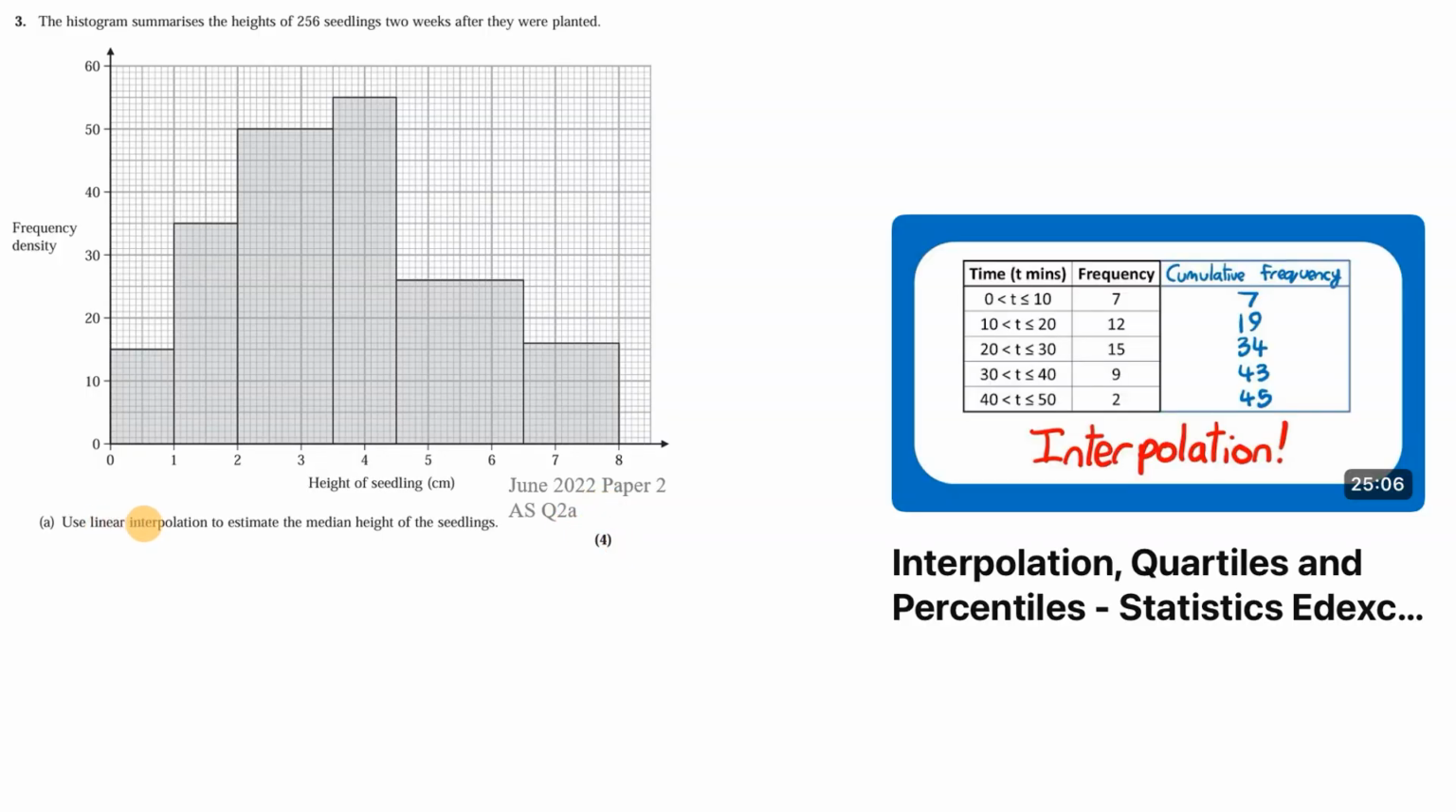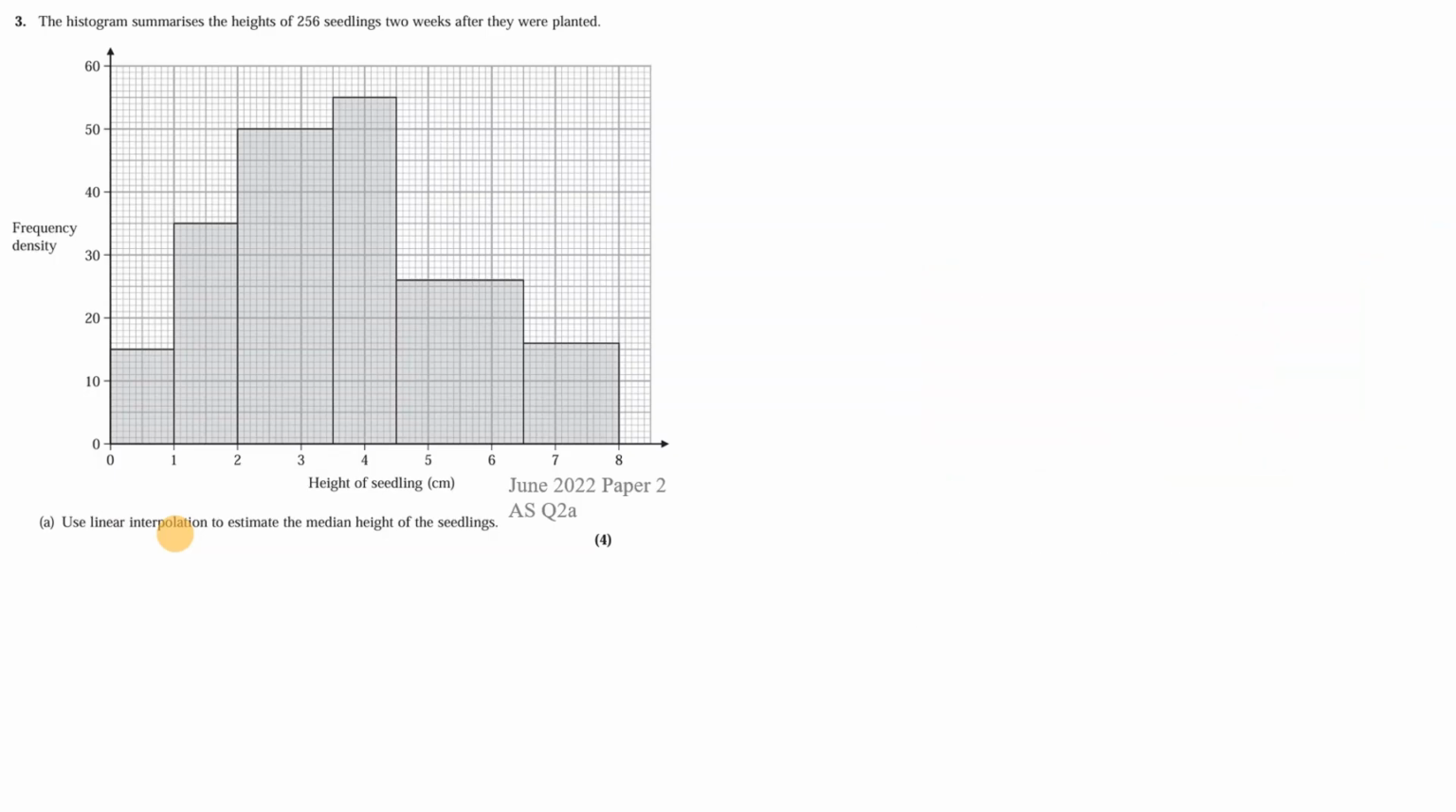Okay, so we did a video on linear interpolation, and we're going to use that method for this question. You can do it using the histogram, but in my opinion, the easiest way is to convert it into a grouped frequency table and then use interpolation like we did in that previous video. So first, we need to find K, the scaling factor, in order to get the frequencies. So let's figure out the areas of these bars.